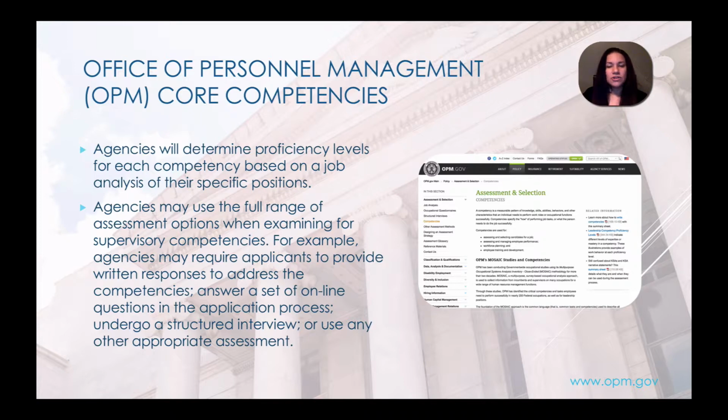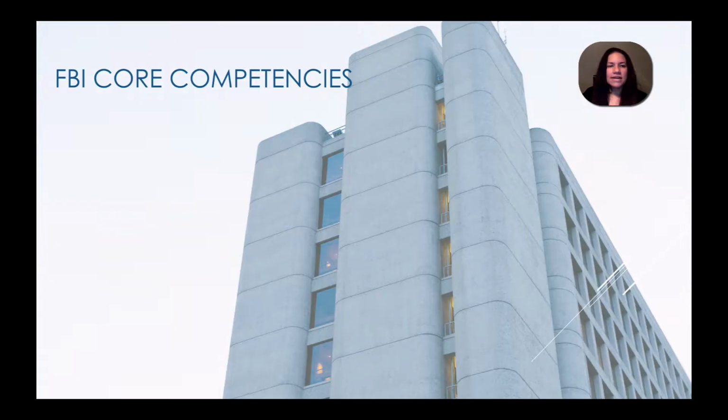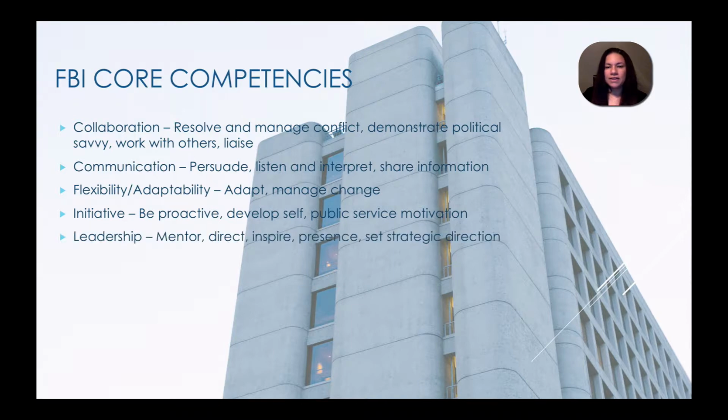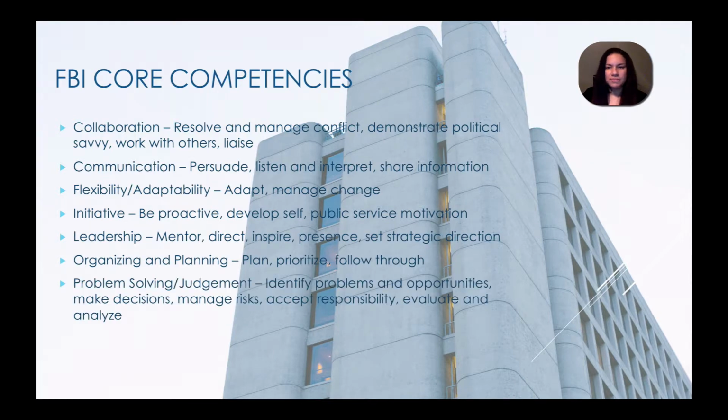Different agencies utilize different core competencies. So let's take the FBI, for example. Among the FBI core competencies, you will find collaboration, communication, flexibility, adaptability, initiative, leadership, organization and planning, and problem solving and judgment. There are different actions that you take or have taken in the past that can fall under some of these core competencies. You need to start thinking about these core competencies so you can utilize them in your accomplishment stories.